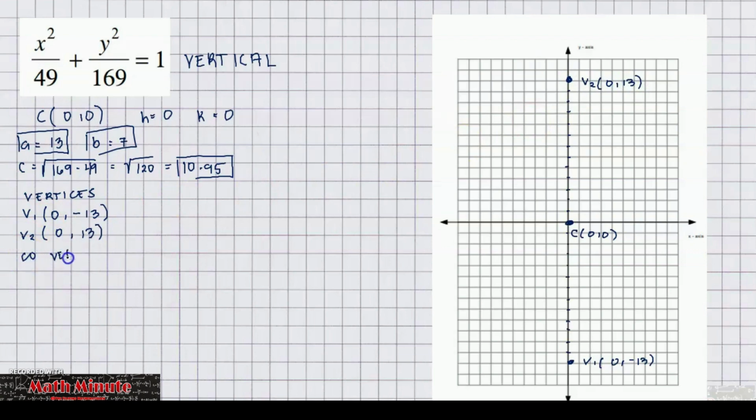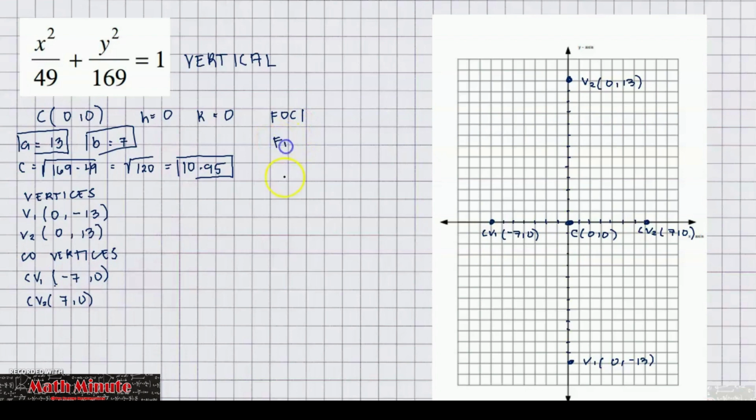For the co-vertices, CV sub 1 and CV sub 2. CV sub 1 will be negative 7, 0. We just need to subtract 7 from 0, or your h. And positive 7, 0. So we locate it here: 1, 2, 3, 4, 5, 6, 7. So this is your CV sub 1. And CV sub 2 is positive 7, 0.